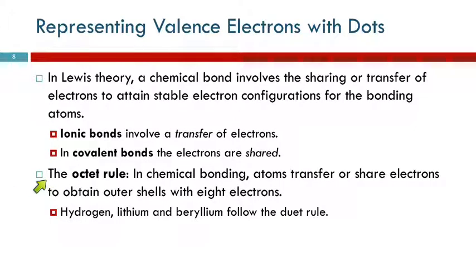What we call the octet rule is the idea that in chemical bonding, atoms are going to transfer or share electrons to obtain outer shells with 8 electrons. So they're going to do this, sharing or transferring, in order to get 8 valence electrons. Hydrogen follows a duet rule. It's just trying to get 2. Lithium and beryllium are also little guys, and they're also trying to get 2. We're not going to run into them very much in terms of drawing Lewis structures.